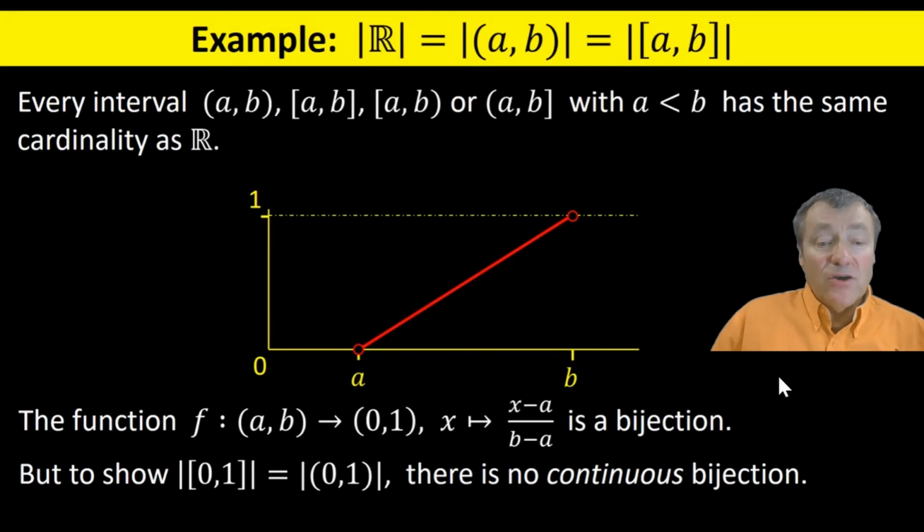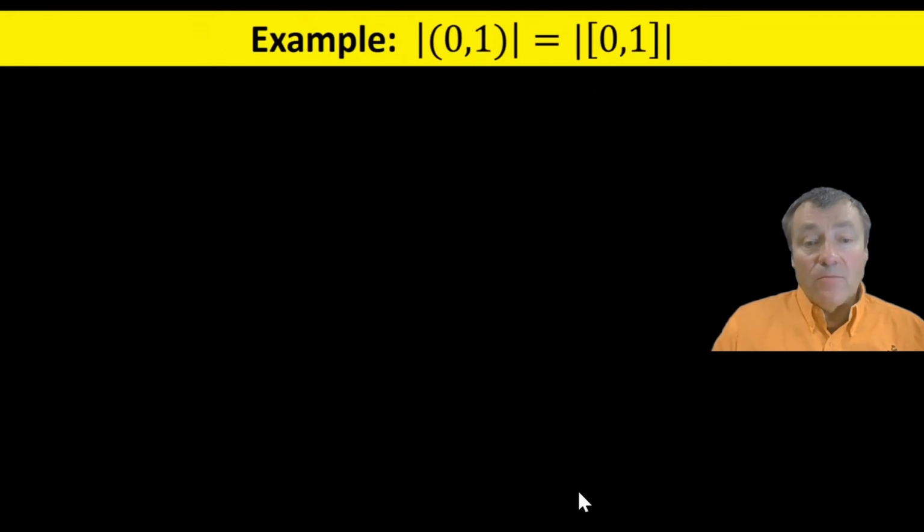But if you're trying to show that the open interval 0, 1 has the same cardinality as the closed interval 0, 1, this is true, but there's no continuous function that you can use as a bijection. Just isn't one. There's going to be infinitely many discontinuities. Now, I do want to convince you that these two sets have the same cardinality. And here's an argument why the open interval 0, 1, as I've said at top, should have the same cardinality as the closed interval 0, 1.